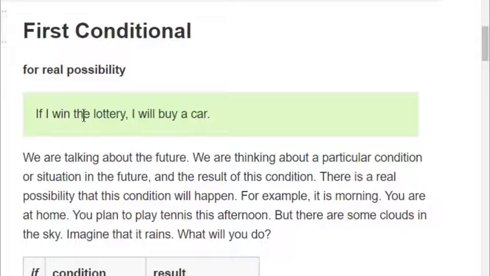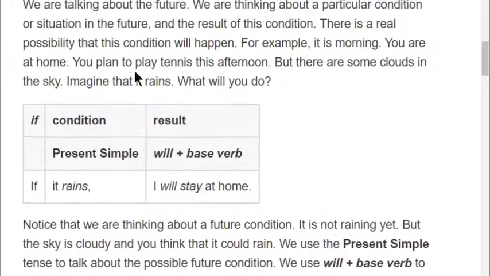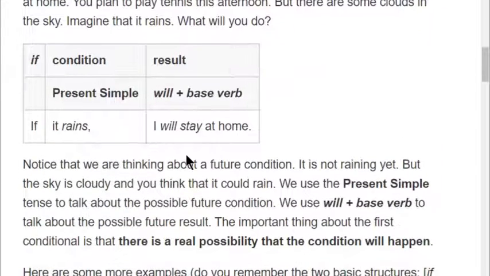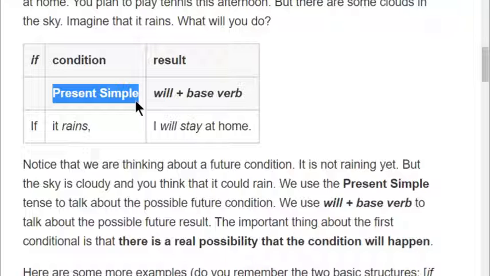If I win the lottery, I will buy a car. So you have to keep in mind that it is the present simple tense. So we are talking about something that might happen in the future. It's not happening now, but you think that it could happen in the future.